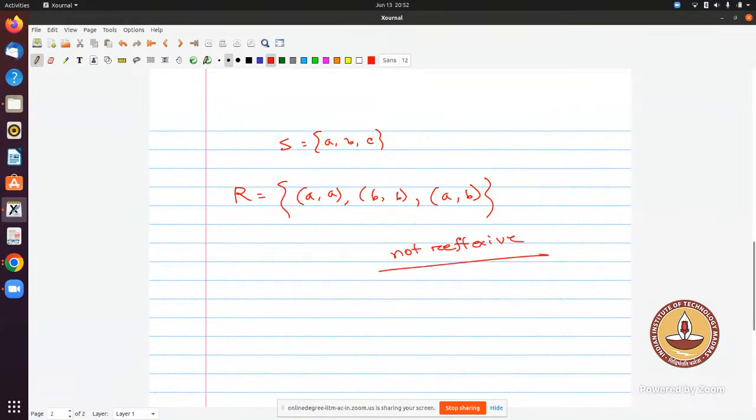Okay, is it symmetric? No, sir. Why? (A, B) is there, but (B, A) is not there. So it is not symmetric.